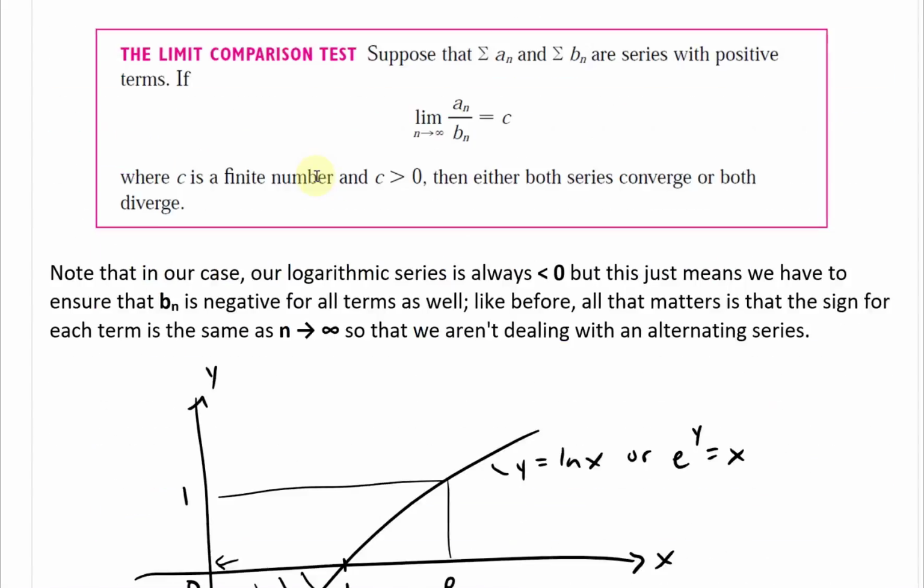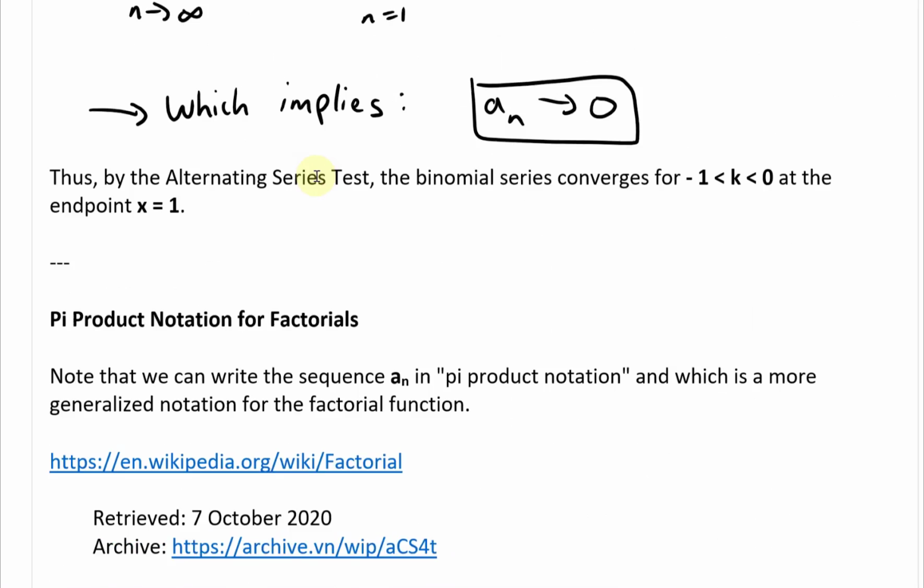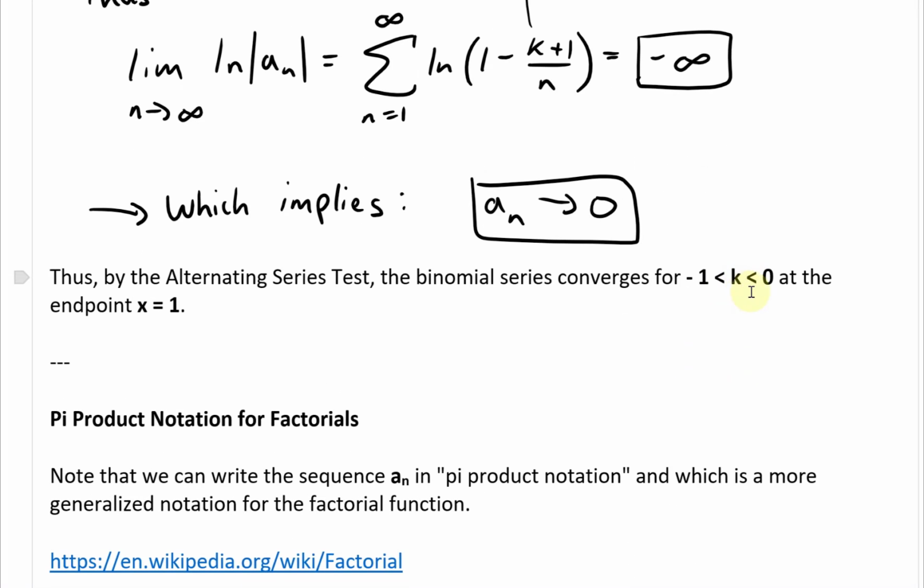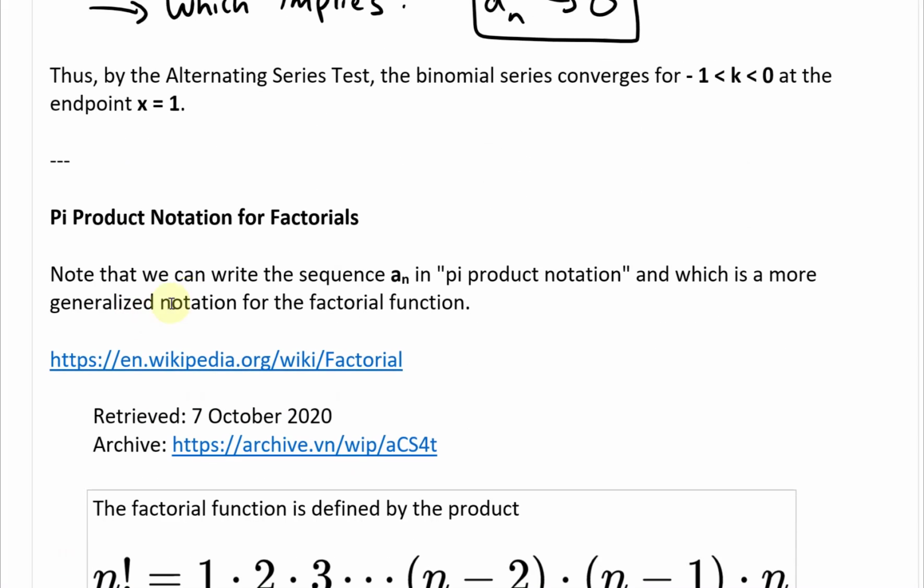So in other words, let's write this down. Thus, by the alternating series test, the binomial series converges for k between -1 and 0 at the endpoint x equals 1. And we'll summarize this all at the end.